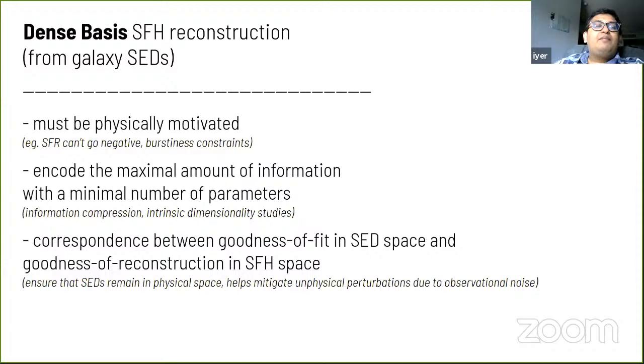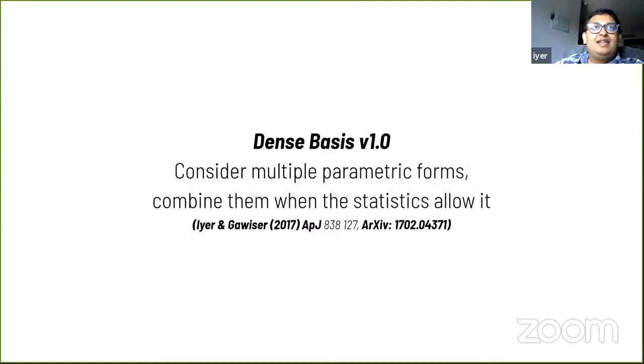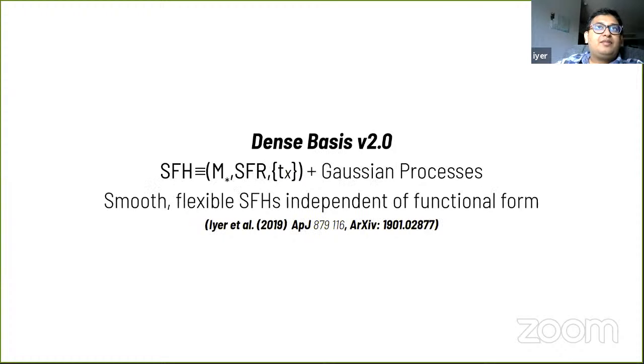So satisfying all of these three conditions allows us to create a framework in which we can talk about non-parametric star formation history reconstruction. So version 1 of this was a try where we just considered multiple parametric forms. So we took all the parametric forms that we could think of and we combined them when the statistics allowed it. So when the signal to noise was good enough, combine multiple parametric forms. And this was great, but it was not something that we could scale up to large data sets. So it was not future proof.